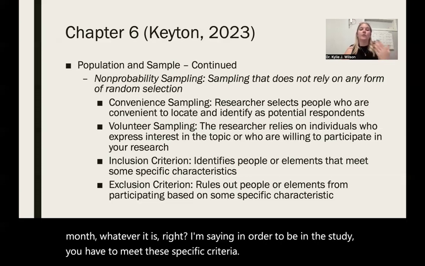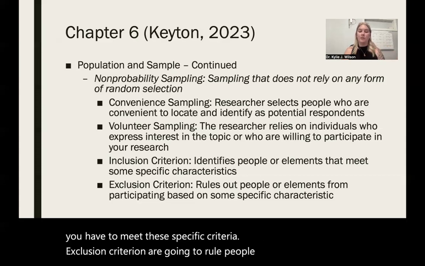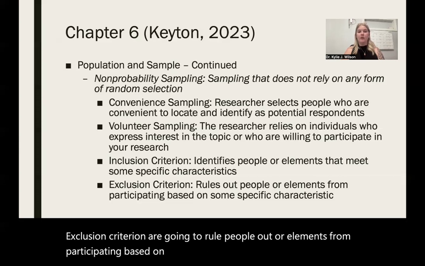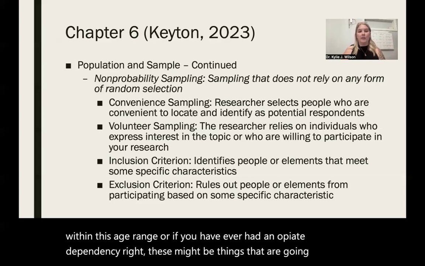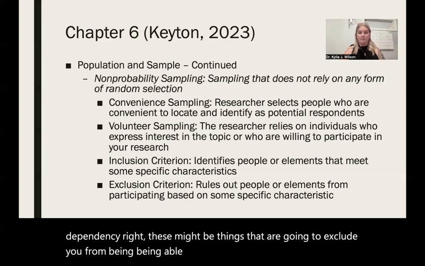Exclusion criteria are going to rule people or elements out from participating based on characteristics, right? So if you are not within this age range, or if you have ever had an opiate dependency, right? These might be things that are going to exclude you from being able to participate, okay?